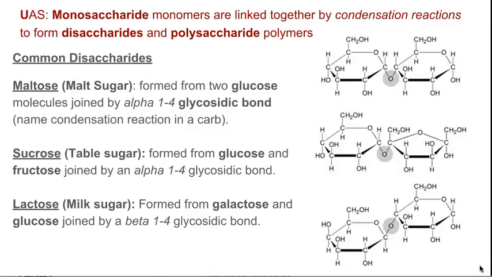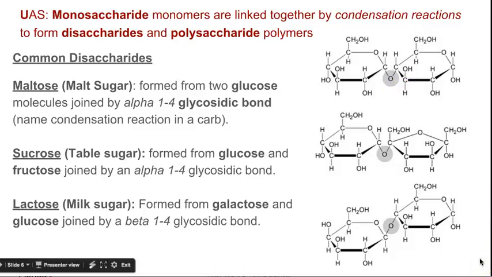Okay, moving on, let's just quickly have a look at some common disaccharides. So first of all, we have maltose, which is malt sugar, often used in brewing. And this is formed from 2 glucose molecules joined by an alpha, so alpha glucose, 1 to 4 glycosidic bond. So we can see up here this characteristic bond formed between position 1 and 4.